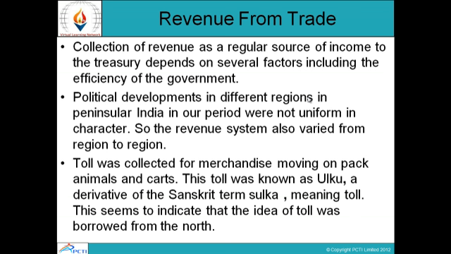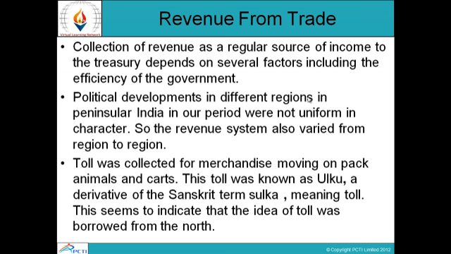Revenue from trade. Collection of revenue as a regular source of income to the treasury depends on several factors, including the efficiency of the government. Political developments in different regions in peninsular India in our period were not uniform in character, so the revenue system also varied from region to region.